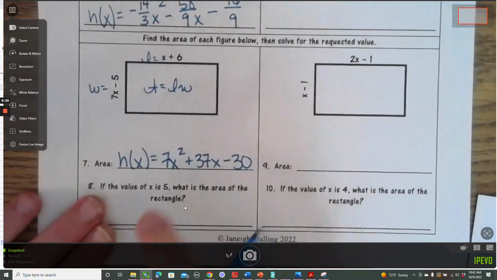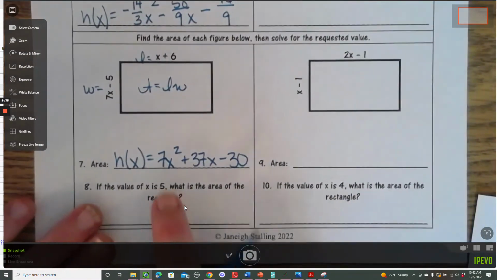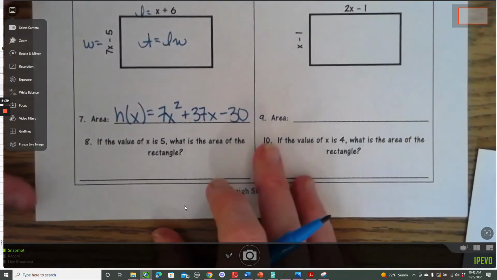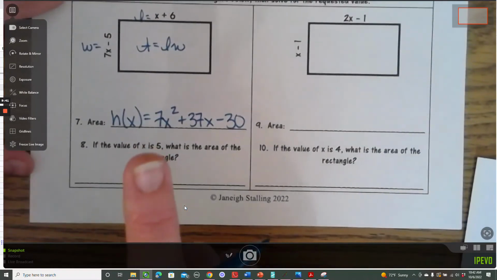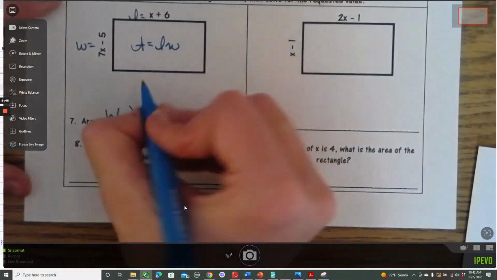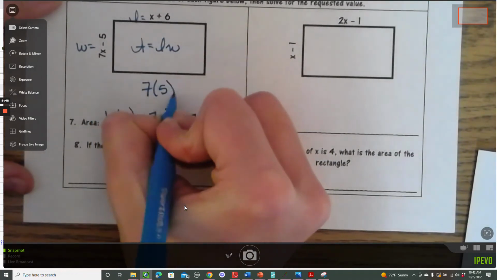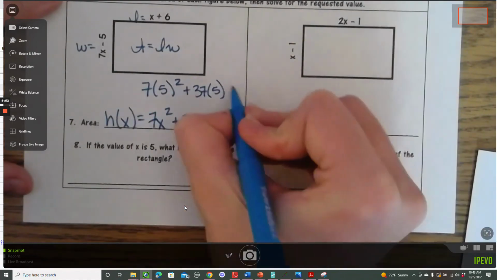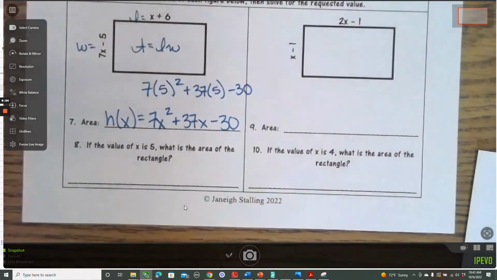All right. If the value of x is 5, what's the area? What do I do? You don't solve, because the value of x is given, so I swap out these x's with a 5. And then I just type that into the calculator. So if it gives you h of x, that's solve. If it gives you the value of x, it's just plugging and chugging.